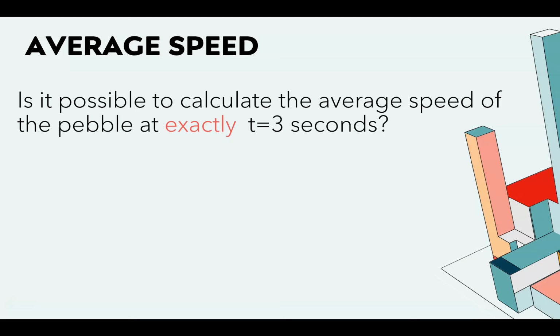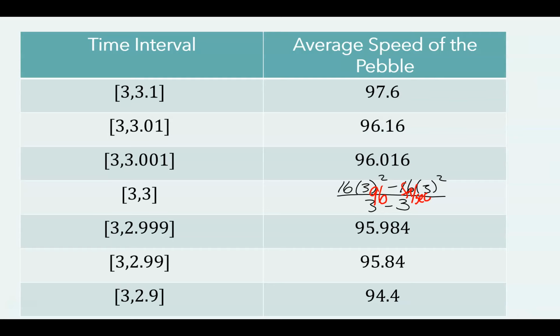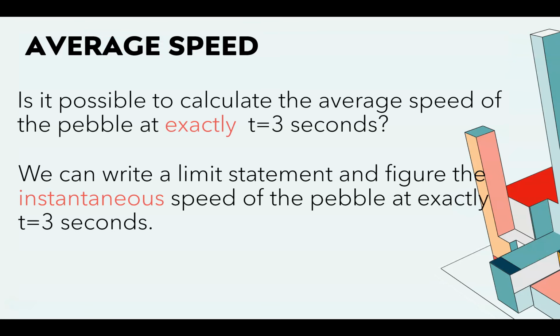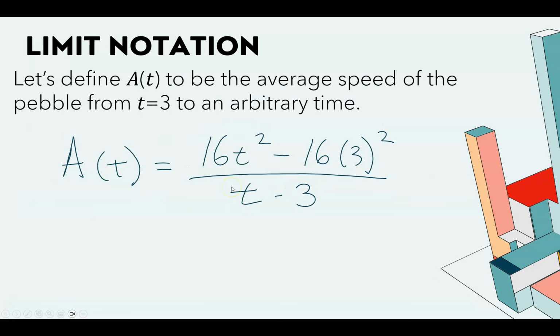Okay, so I kind of already answered this. Is it possible to calculate the average speed of the pebble at exactly 3 seconds? Well, not if we do it in the average rate of change way, because like you saw, we have something minus itself is 0 over 3 minus 3 is 0, and so that's not really an average speed. But if we put a limit out front, that limit statement makes us think, or at least it will, that you're doing this process and looking for a pattern. So if we write the limit statement, we can figure out the instantaneous speed of the pebble at 3 seconds.